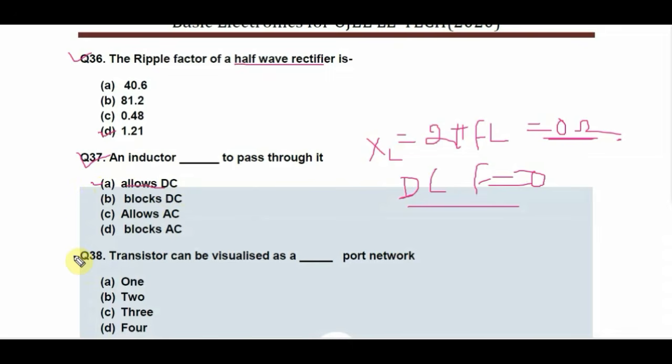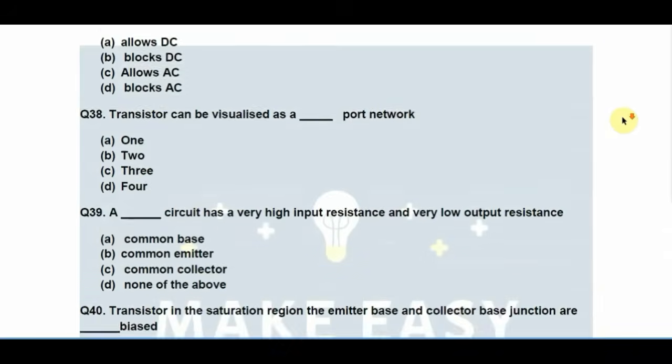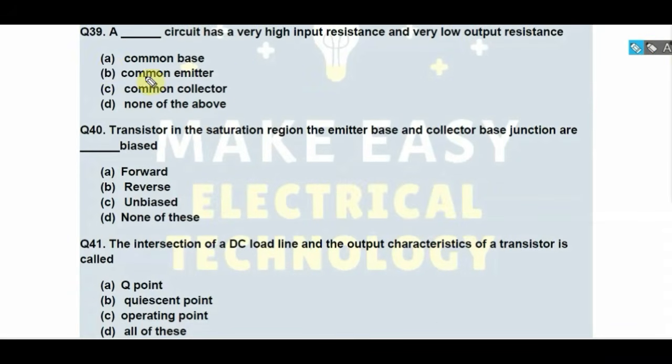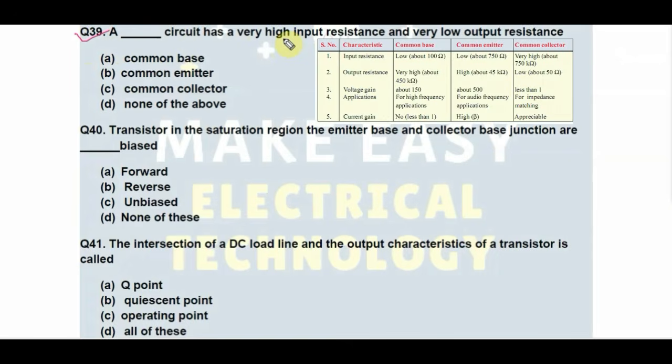In the next question, a transistor can be visualized as a dash port network. A transistor is a two-port network. Option B will be the correct answer. In the next question, a dash circuit has a very high input resistance and very low output resistance. For a common collector, the input resistance is high and output resistance is low. Option C is the correct answer.